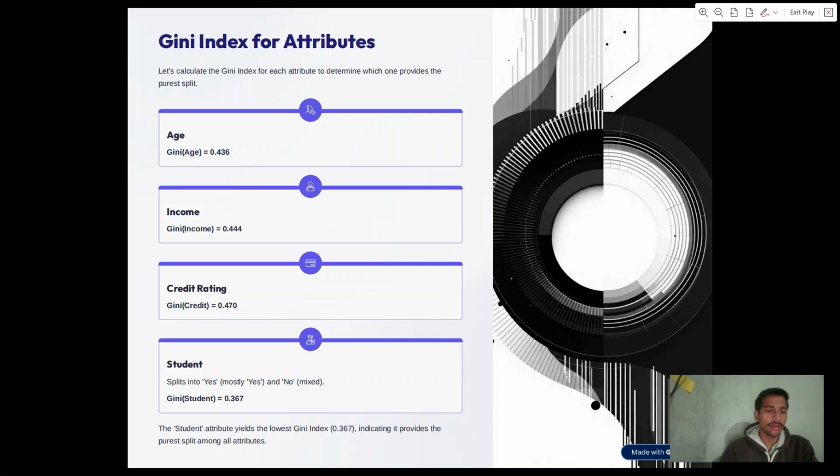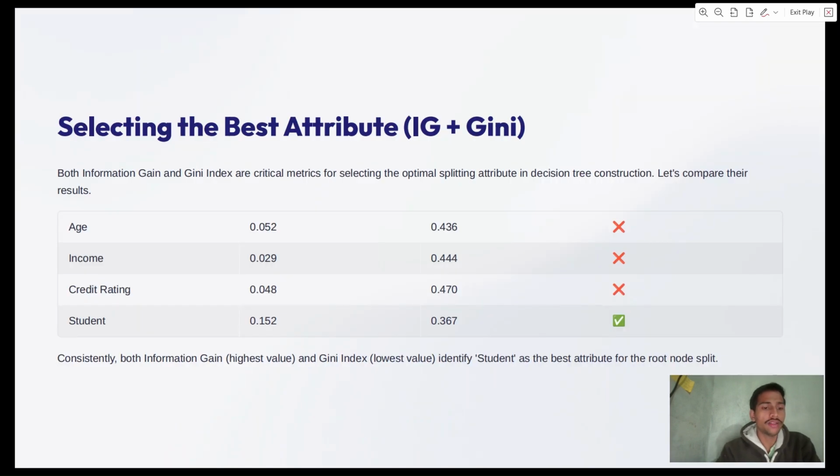Let's see the selecting of the best attribute. Let's compare the results side by side. Information gain: student is highest, 0.152. Gini index: student is lowest, which is 0.367. Both mathematical methods agree student is the optimal root node for our decision tree.